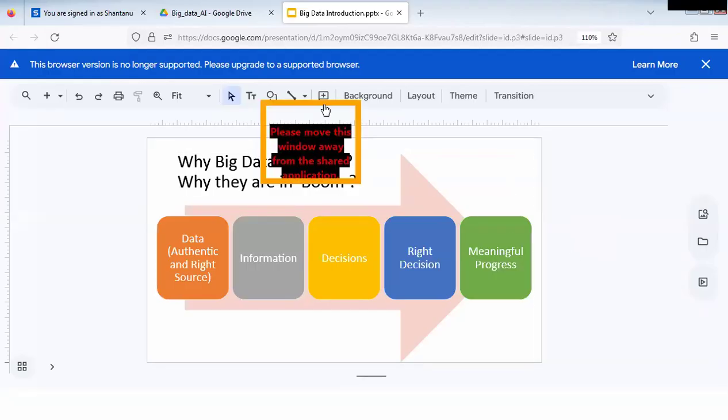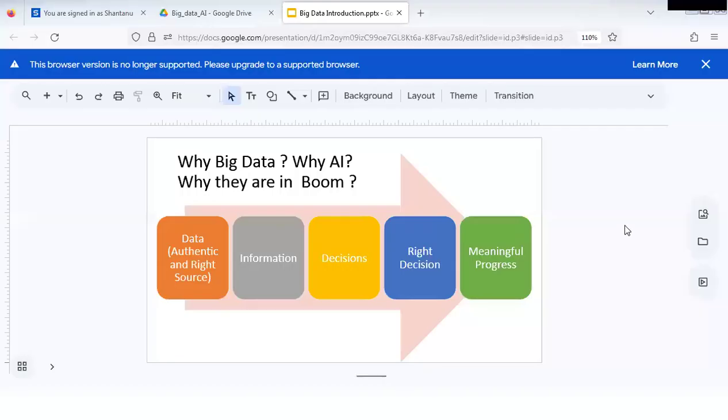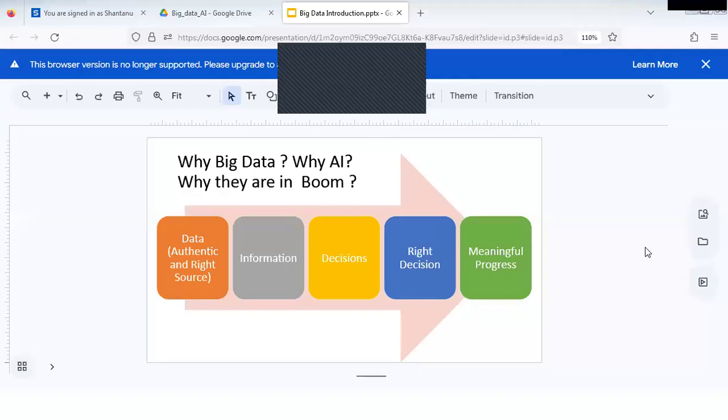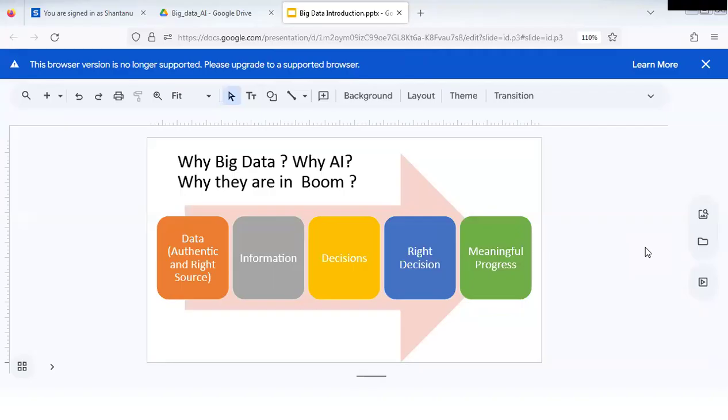So now, why big data? Why are we talking about big data and why AI? Why are they in boom? Can somebody tell me why you think big data and AI are in boom? Why do people want to discuss big data and AI? Why are they using AI for that matter? Anyone?